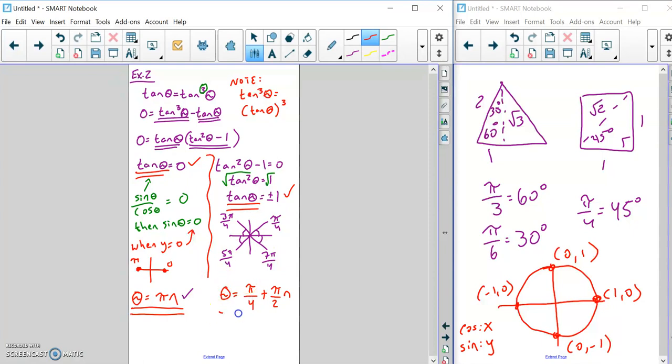Okay? So the second part of my answer for this problem is pi over 4 plus pi over 2 n. Combined with the first part, that gives me the full solution to this trigonometric equation.